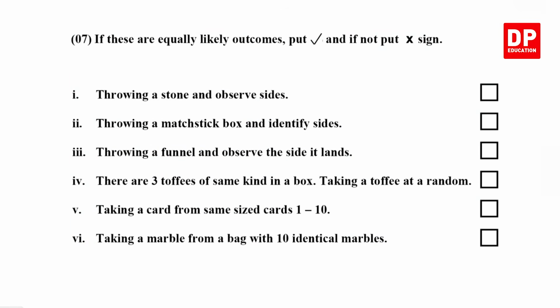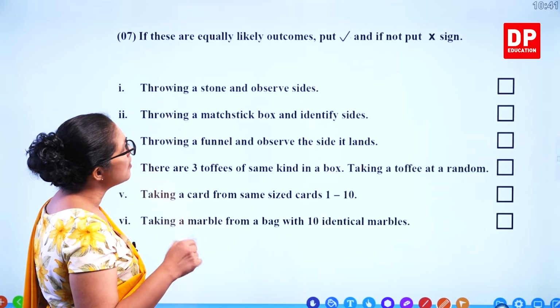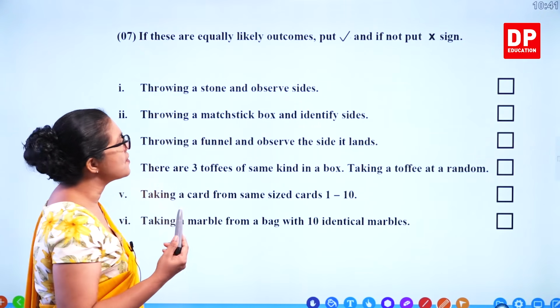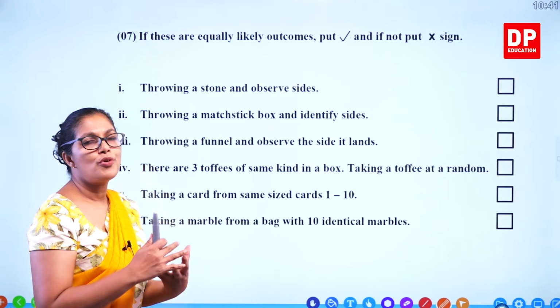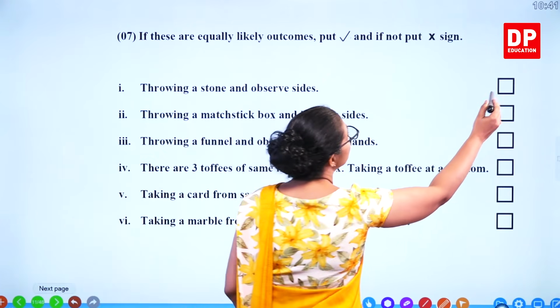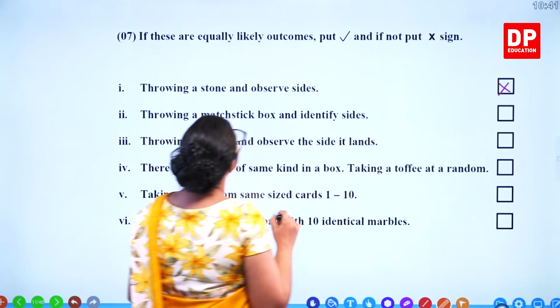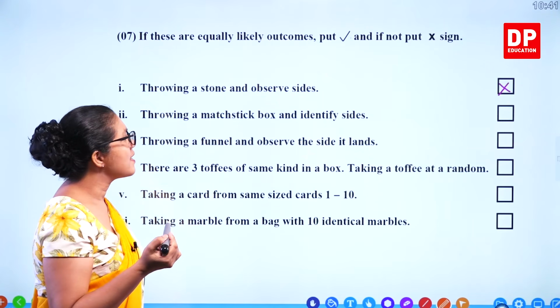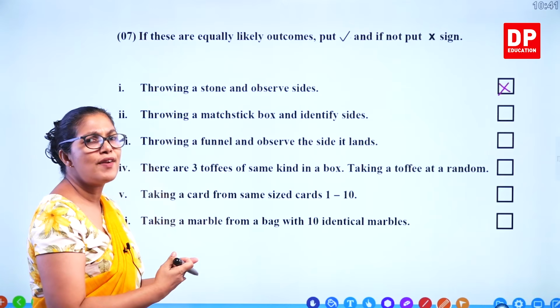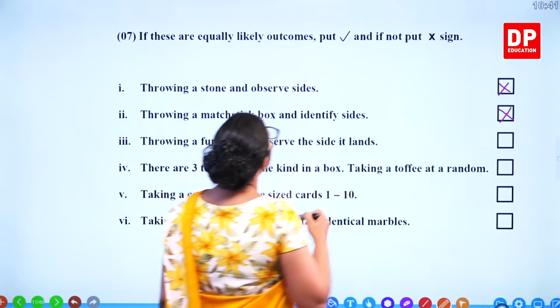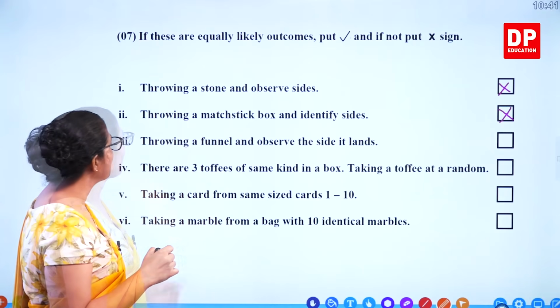If there are equally likely outcomes, put the correct sign, and if not, put a cross sign. Throwing a stone and observing sides: you don't get the same size, so that's not an equally likely outcome. Throwing a matchstick box and identifying the sides: the sides are different, you get different rectangles. That's not an equally likely outcome.